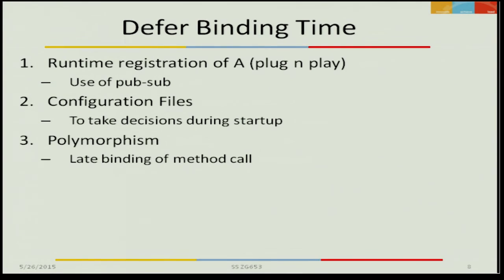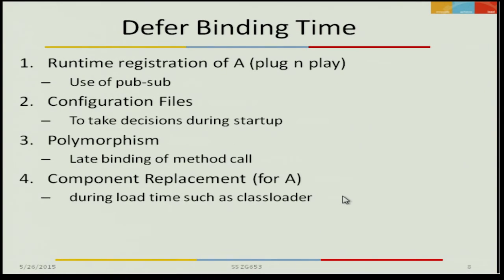Polymorphism is a well-known object-oriented technique in which you are calling the right object's method at runtime only. It is also late binding of method call. Replacement of component for A during load time.